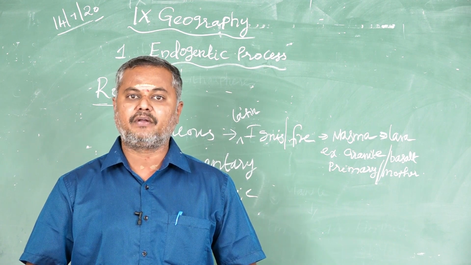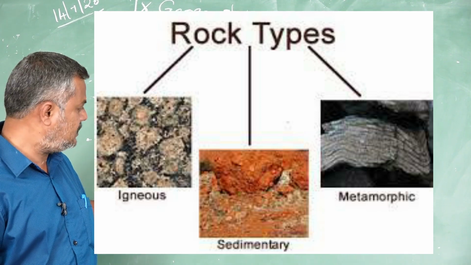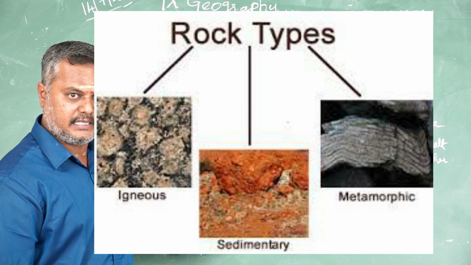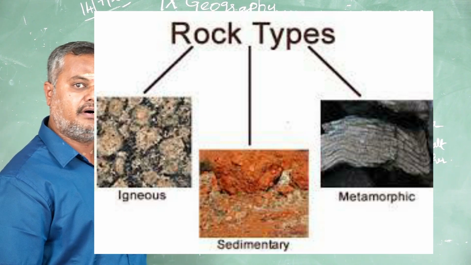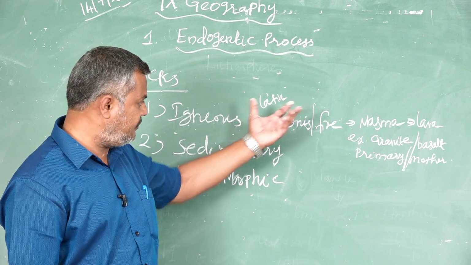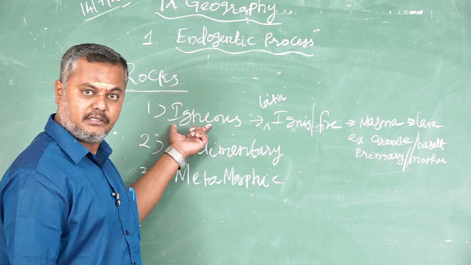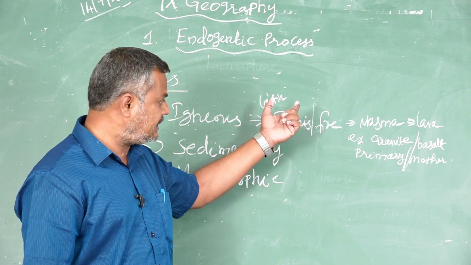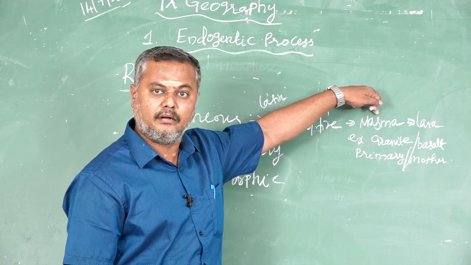Three types of rocks are available. The first one is igneous rocks, the next one is sedimentary rocks, and the third one is metamorphic rocks. First is igneous. The word igneous is a Latin word, derived from the Latin word ignis. Ignis means ignition, so igneous means fire. It contains the hot molten liquid, isn't it?